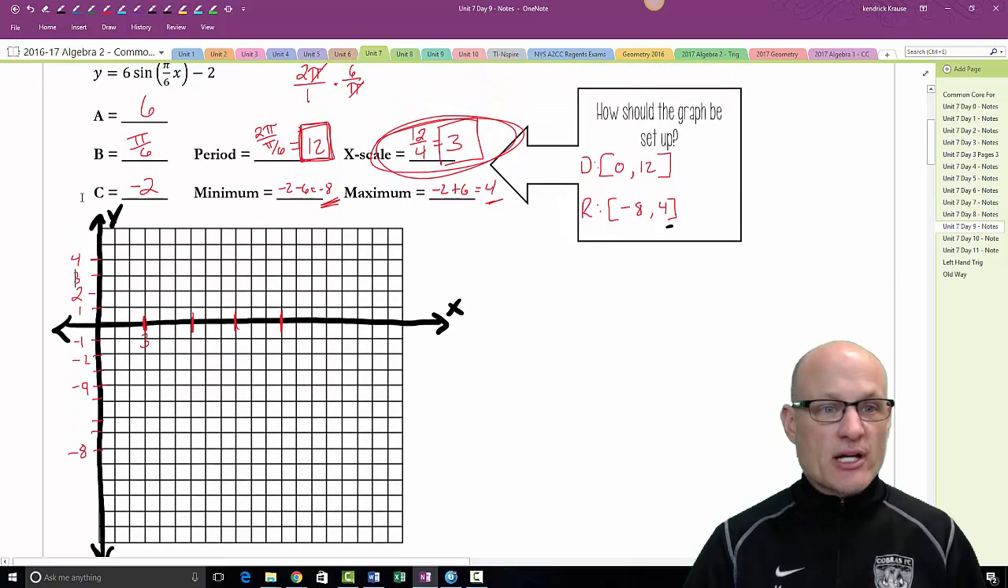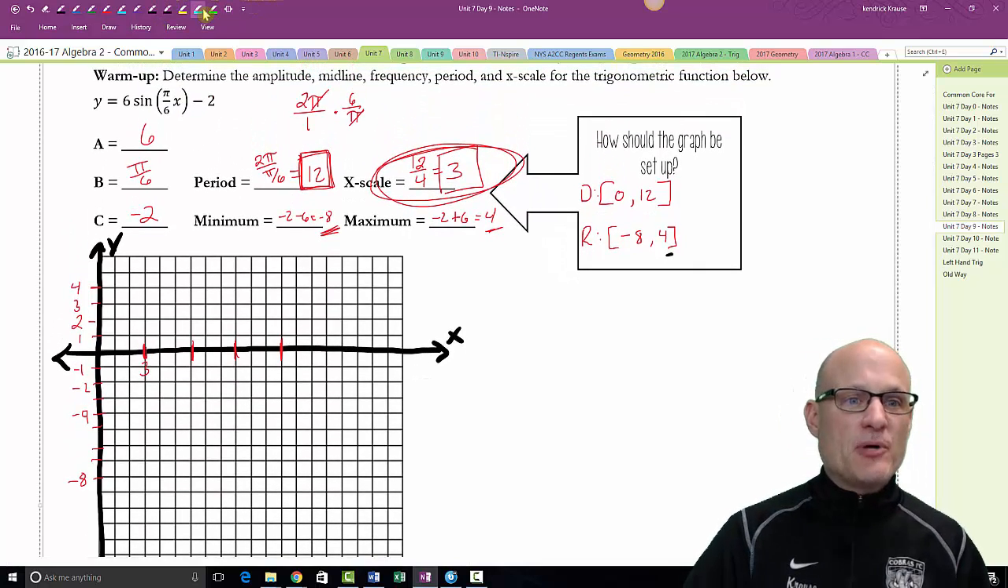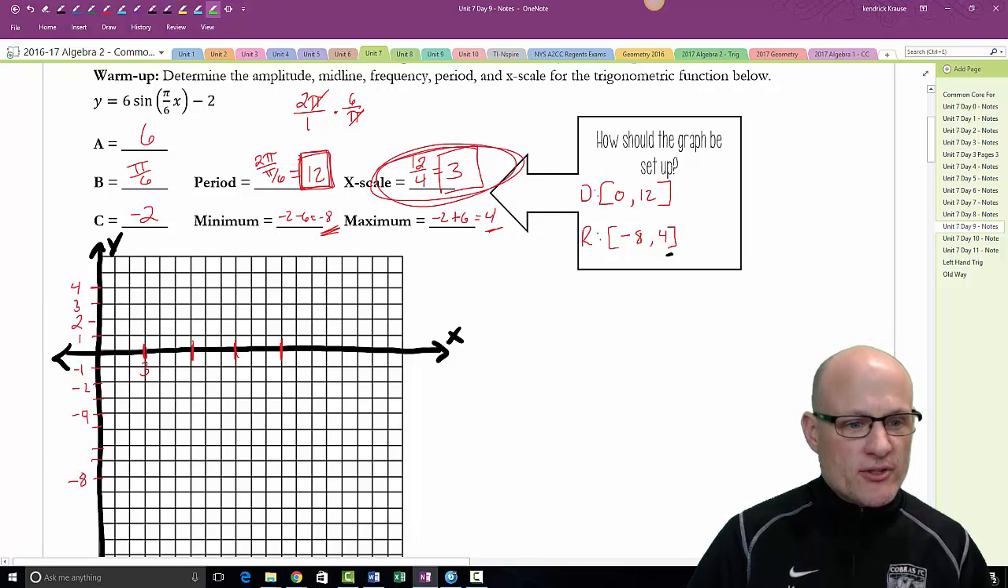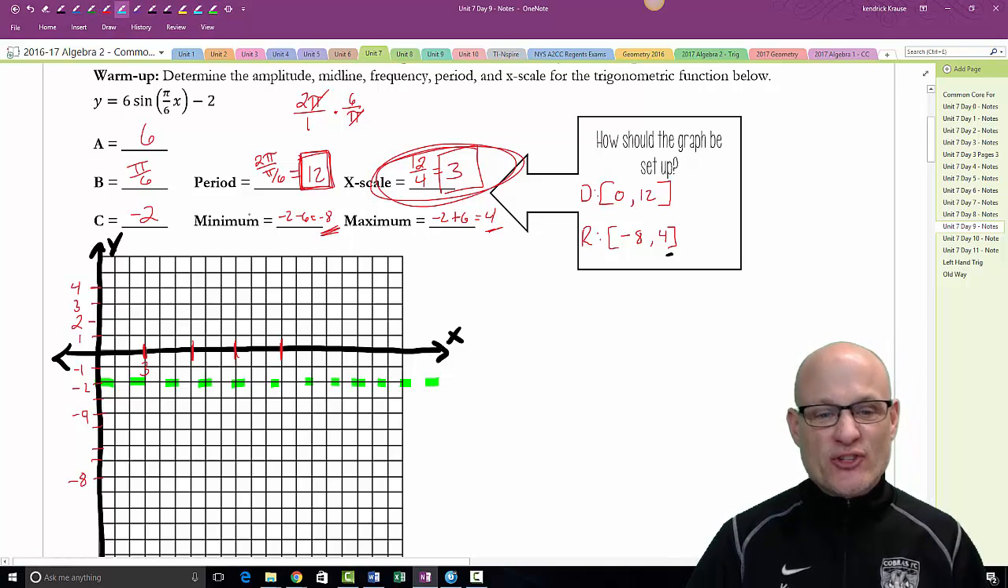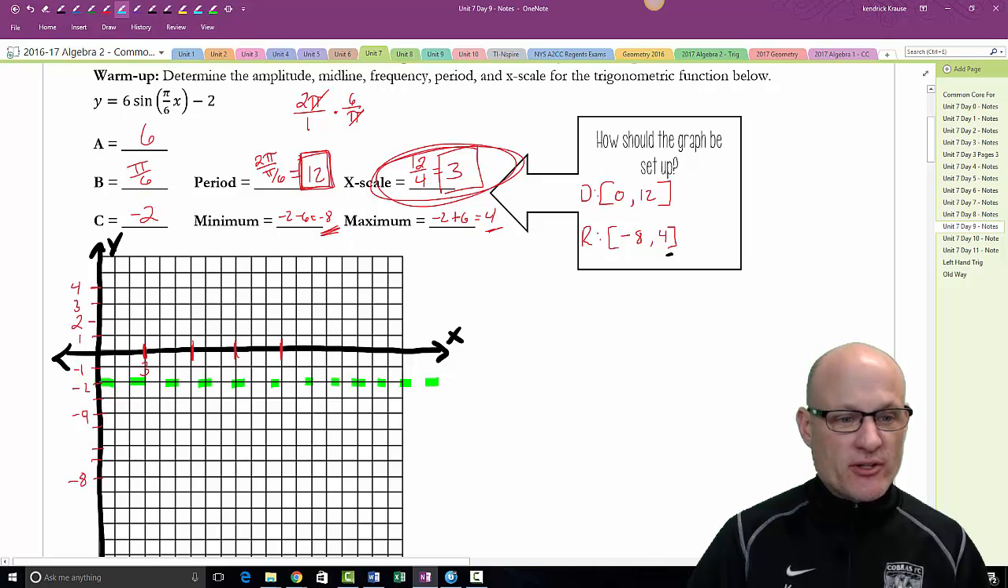Now, first thing we're going to graph is our midline. I'm going to put my midline in maybe in green just to be able to see it. My midline's at -2. Now be careful here. This is a sine function. A sine function, let's go in light blue. A sine function starts at a 0. It ends at a 0. Remember, this is 12. And in the middle is a 0. So starts at a 0, ends at a 0, in the middle is 0.